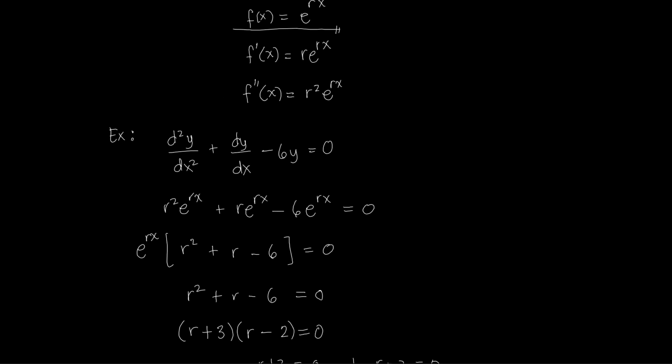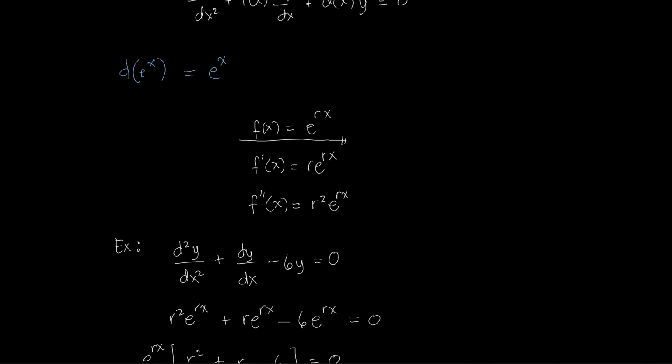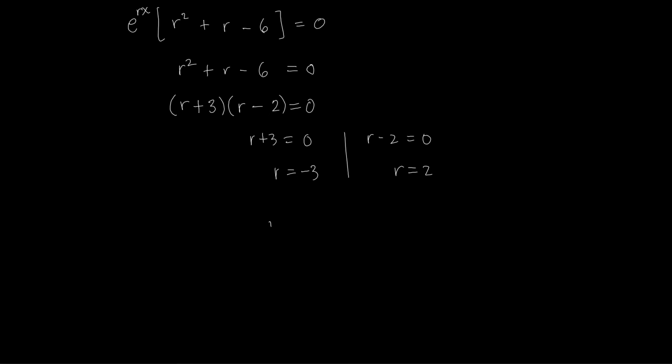Remember that our f of x is this, or we can rewrite it as y is equal to something. Okay? So we have two solutions. First, y is equal to e raised to the power of negative 3x. The other is y is equal to e raised to the power of 2x. We have two solutions, but that is not the final answer yet. We can still combine the two, or combine different multiples of them. So the more general solution would be y is equal to this plus that.